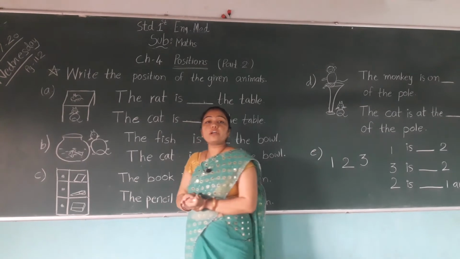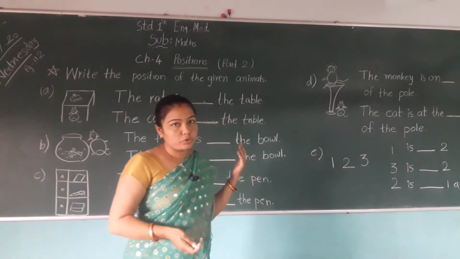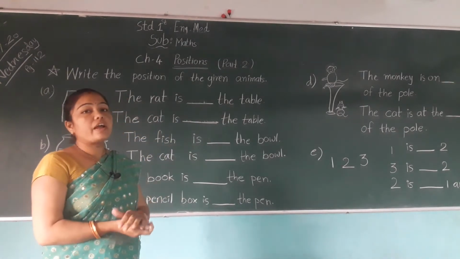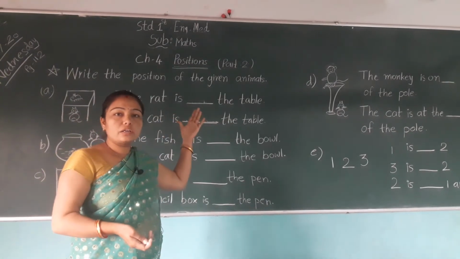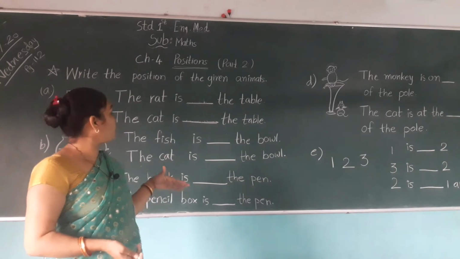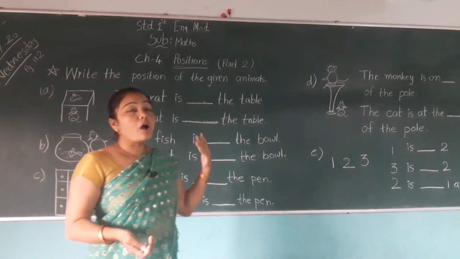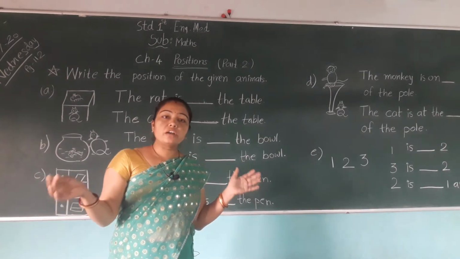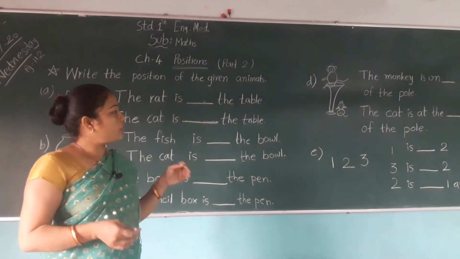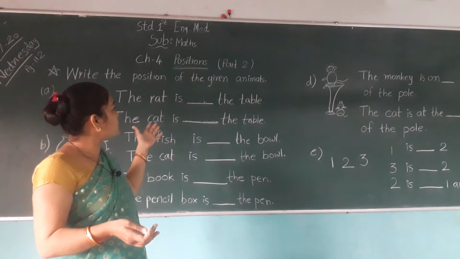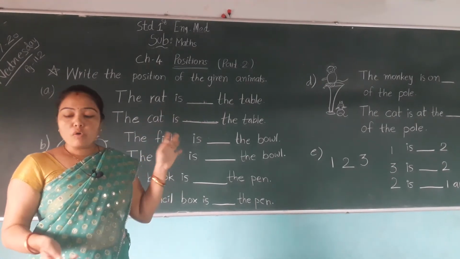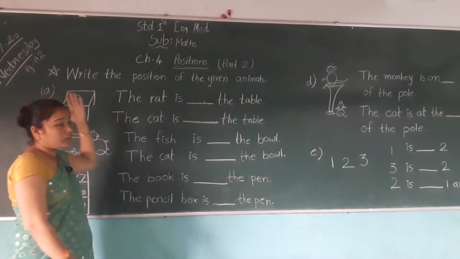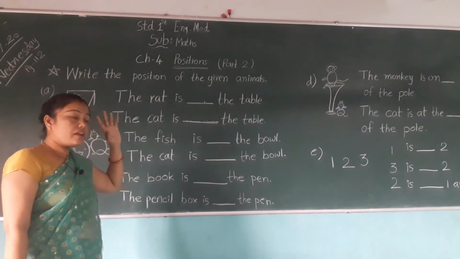Yesterday we have learned about different types of position of different things. Yesterday we have learned about on, under, top, bottom, inside, outside, above, below, before, after, between. Today we are going to write the exercise of this chapter number 4. Have you taken out page number 112?